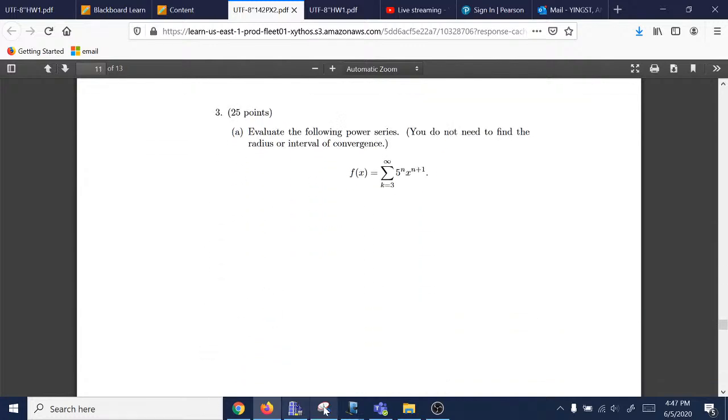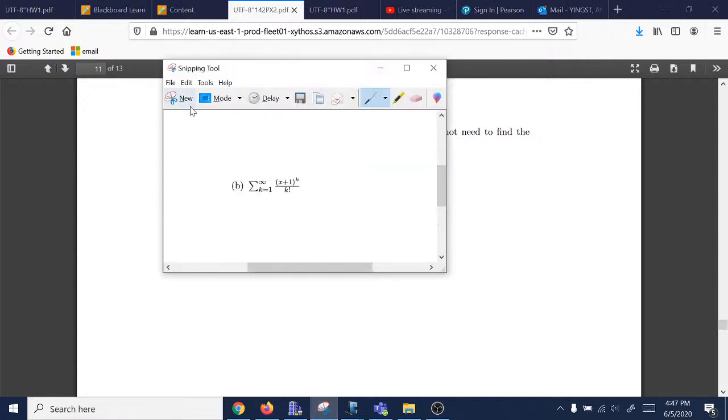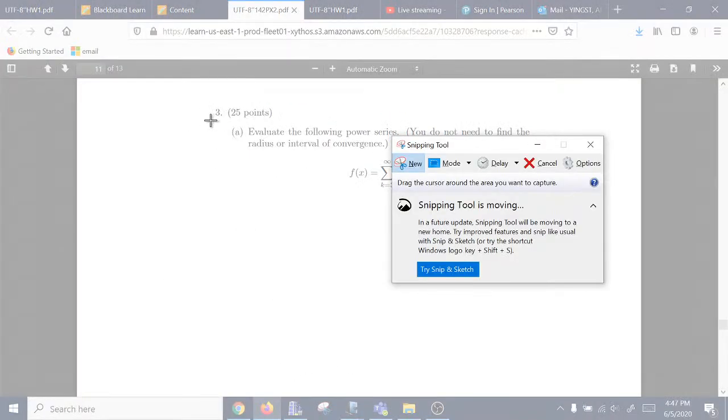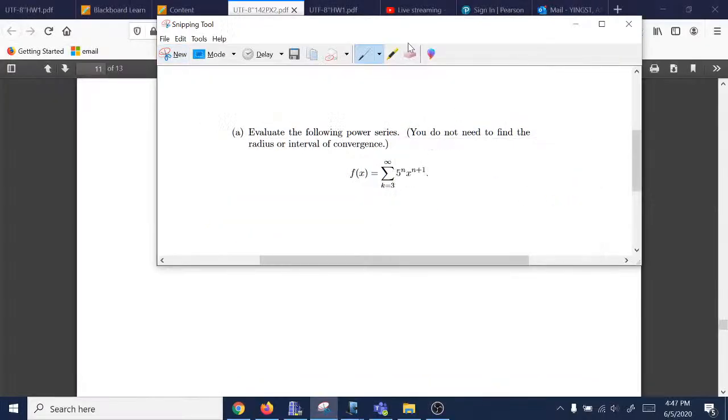Let's evaluate this power series. We don't need to find the radius or interval of convergence, but very often we just get that as a byproduct. I will note it if we do, because maybe your exam will want the radius or interval.